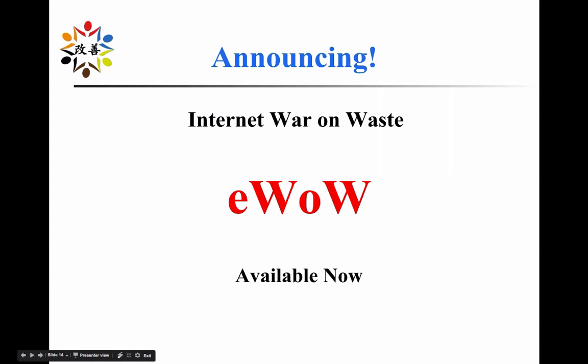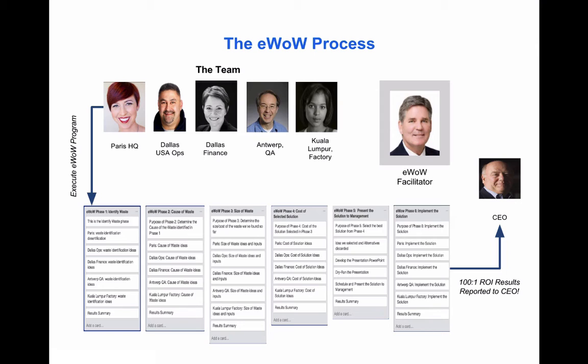So what is the war on waste? And let's go through it now. It basically is a team, in this case a team of 5 people. One is in Paris, 2 are in Dallas, 1 is in Antwerp, and 1 is in Kuala Lumpur in the factory. And they have a problem they're working on, and they go through the 6 steps laid out in the format that you see here.